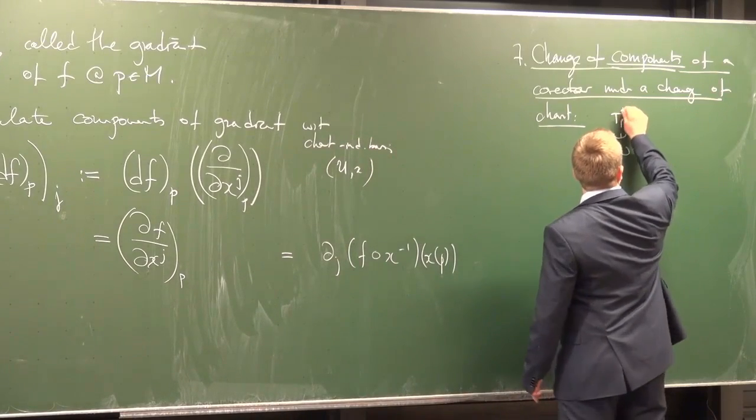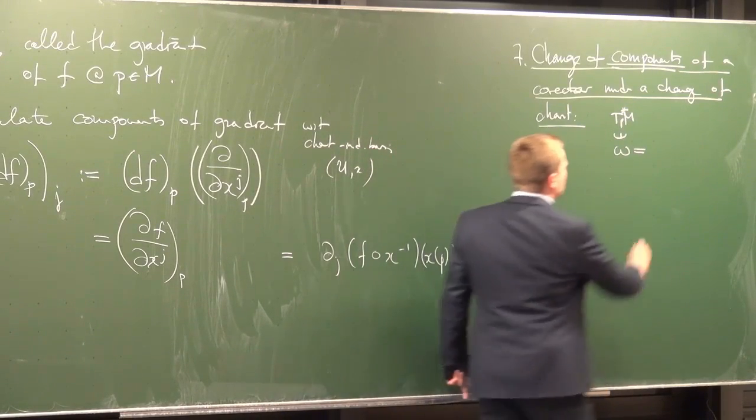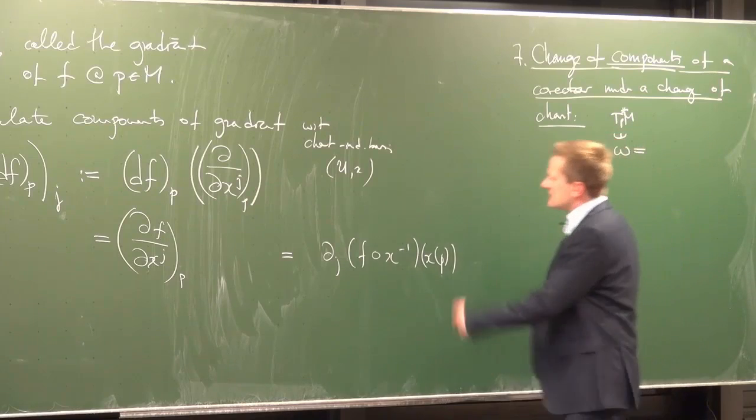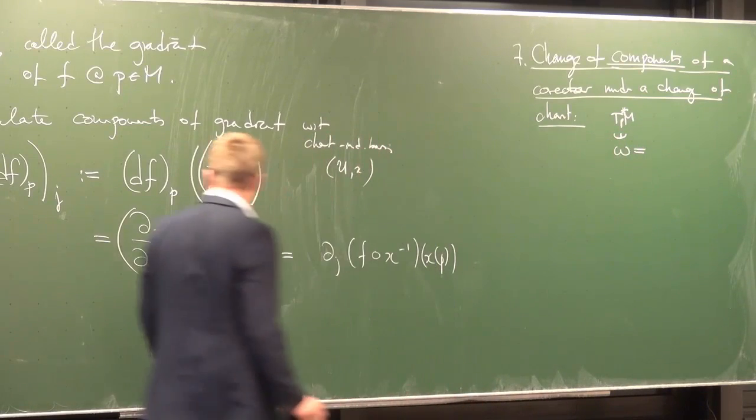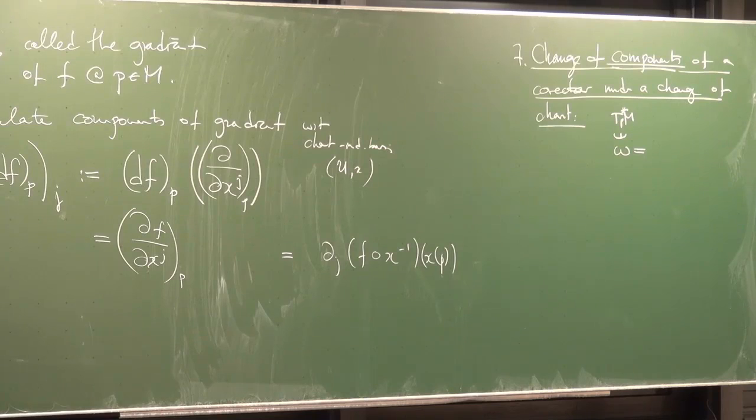So if this omega is in T_pM star, it can be written, I forgot something important. I'm sorry. Let me put this here. Theorem.